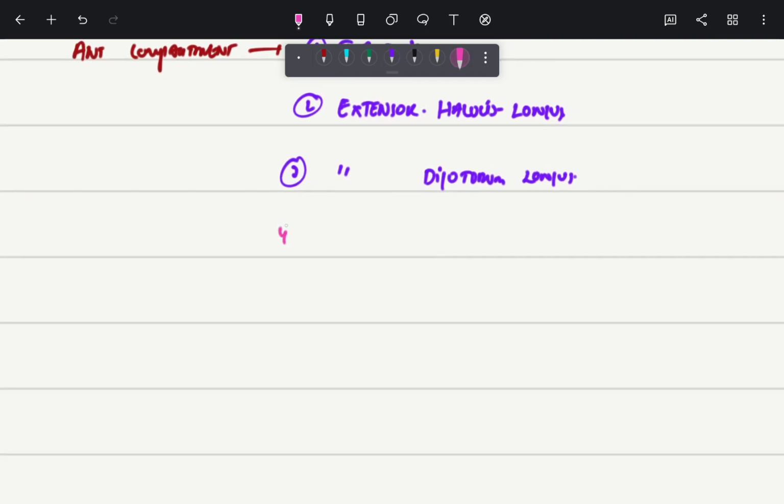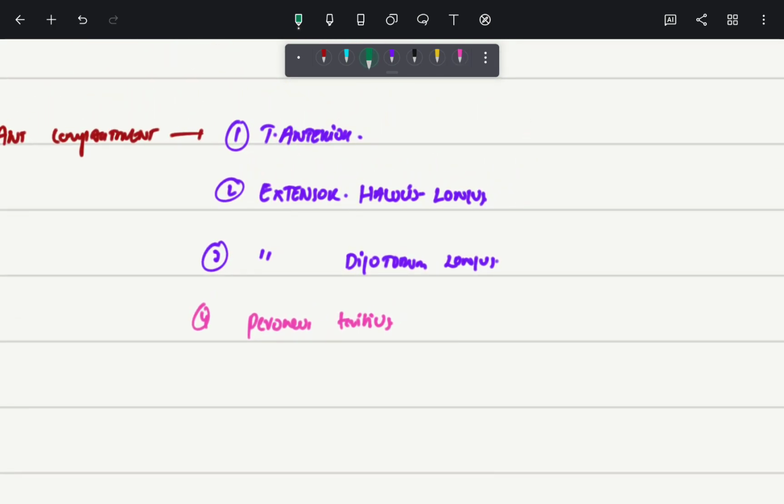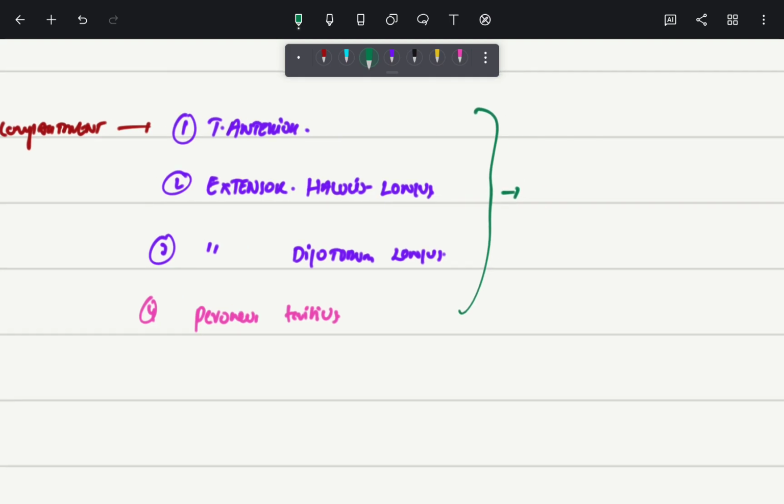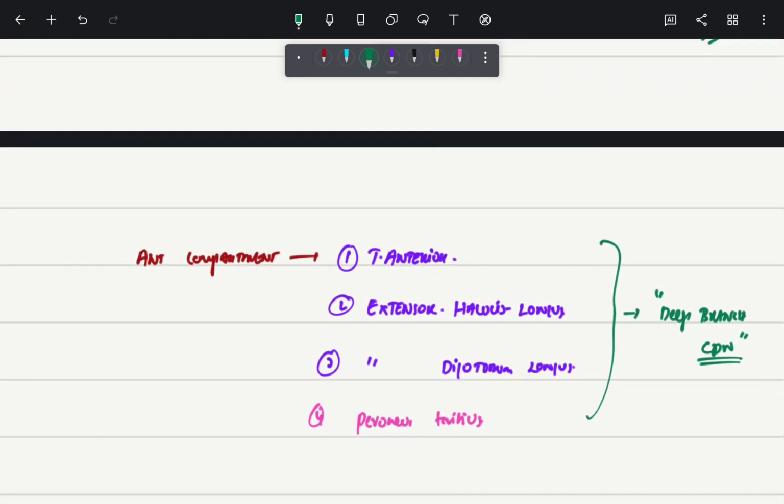The fourth one was a three-headed monster called Peroneus tertius. So all these muscles are present in your anterior compartment, and I already told you the nerve supply to the anterior compartment is the deep branch of your common peroneal nerve. Okay.